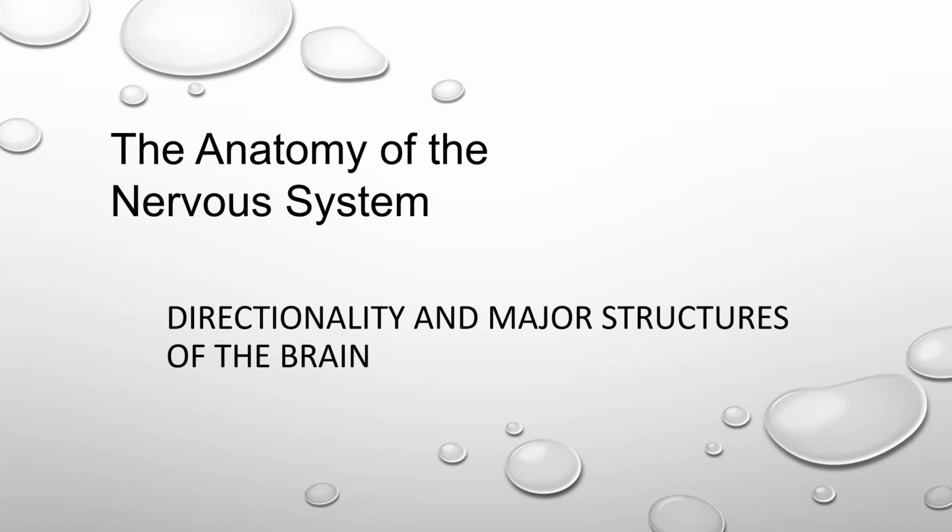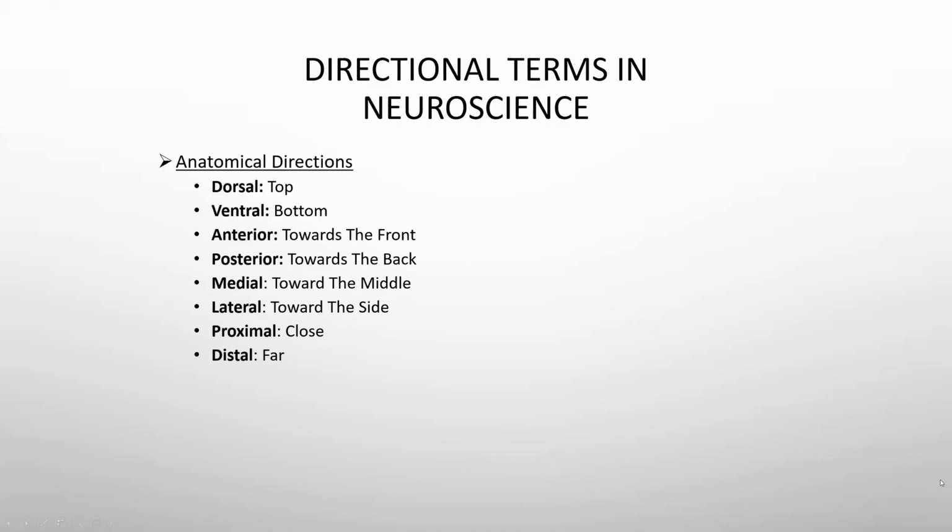For this lecture, we are going to discuss the anatomy of the nervous system. So we're going to be looking at directionality first, and then the major structures of the brain. First, we have to go over directionality.